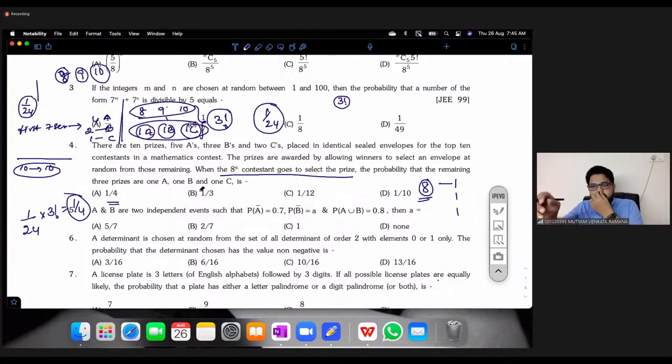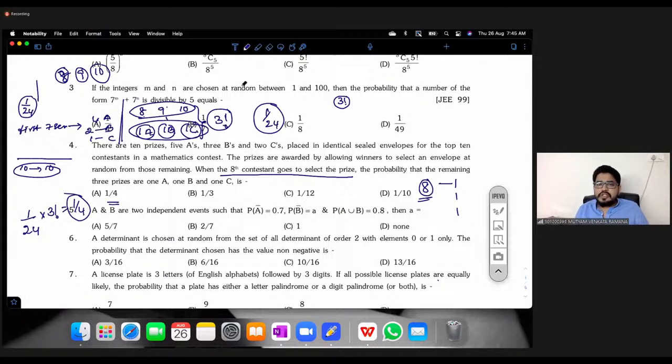The 8th contestant goes to select the prize, meaning the 8th person. See, the missing point is that 7 people have selected, and out of those 7, 4 A's, 2 B's, 1 C. That is fine. So the 8th, 9th, 10th have not selected. Here it should have been mentioned that the 10 prizes are to be given to 10 people already. What is the probability that, when the 8th person is about to select, these were the options. So a bit more clarity will be better.